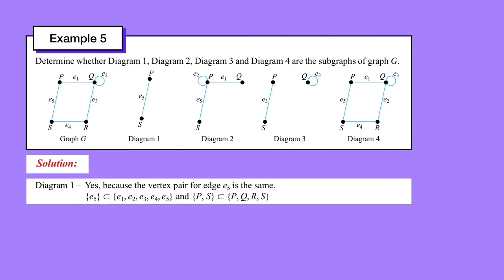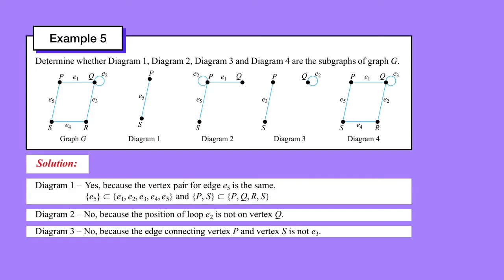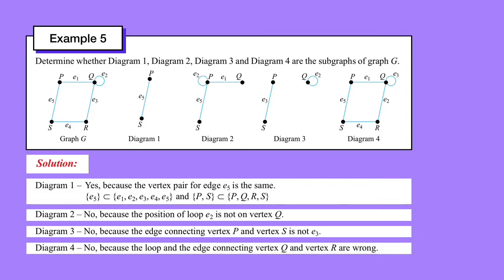Next, do you think diagram 2 is a subgraph of graph G? No, because the position of loop E2 is not on vertex Q. Next, is diagram 3 a subgraph of graph G? No, because the edge connecting vertex P and vertex S is not E3. Lastly, is diagram 4 a subgraph of graph G? No, because the loop and the edge connecting vertex Q and vertex R are completely wrong.